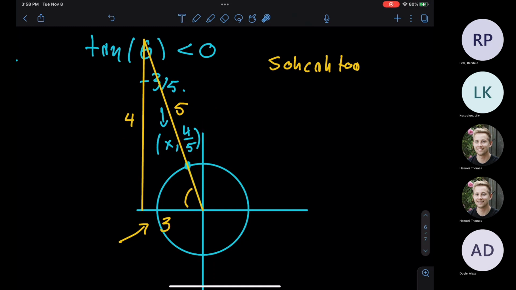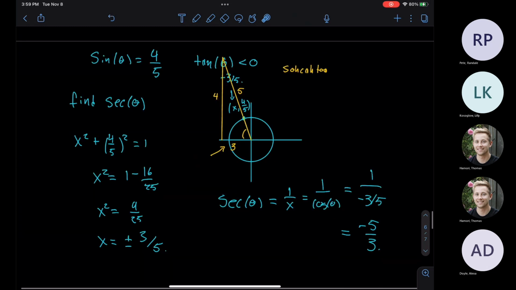So the way you get the secant is to do the opposite of cosine. It would be hypotenuse, which is 5, divided by the adjacent, which would be 3. So you get 5/3, but it needs to be negative because you're in quadrant 2. But look, it's just another way of visualizing the same thing. I don't like teaching it that way because I feel like it's more confusing. Okay, that makes a lot more sense. Thank you. Yeah, no problem.